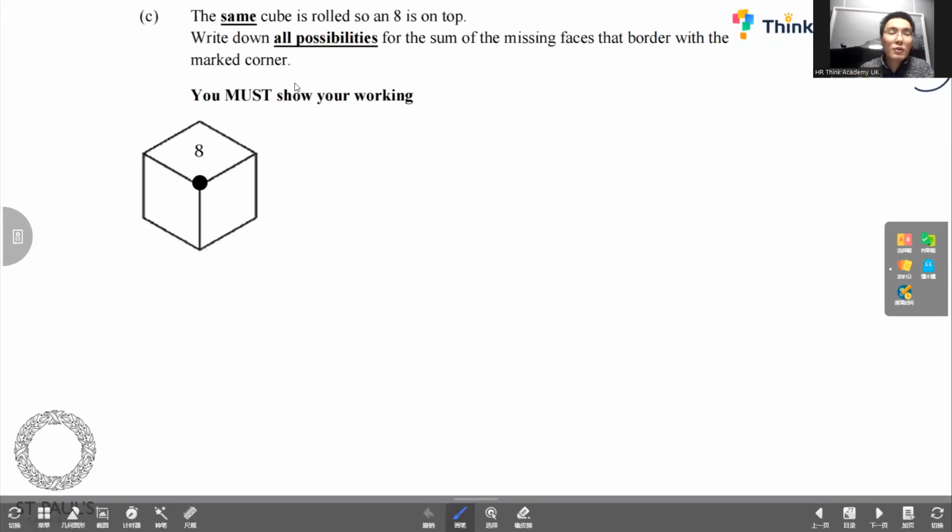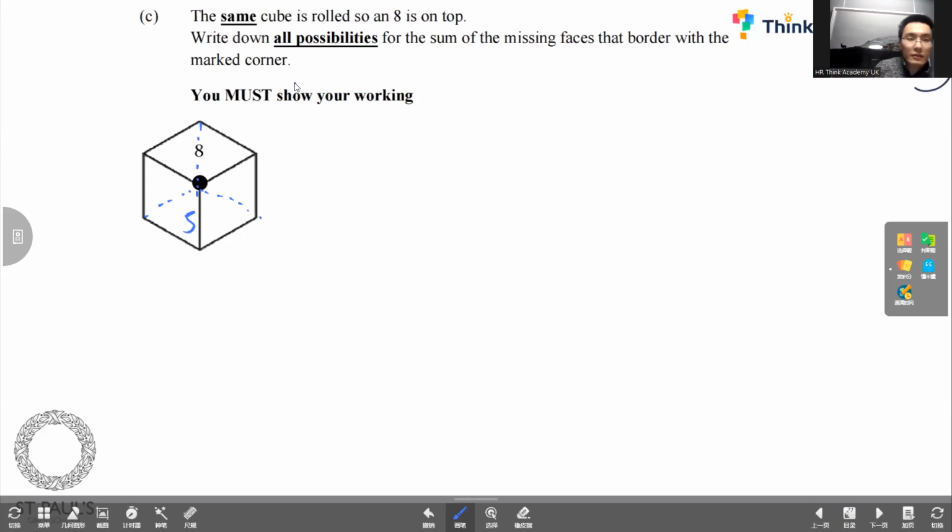Then moving on. Question C. The same cube is rolled, so an 8 is on top. Write down all possibilities for the sum of the missing faces that border with the marked corner. So let's draw the unseen faces, shall we? Okay. So the top face is 8. Then the bottom face must be 5 because 8 plus 5 is 13.